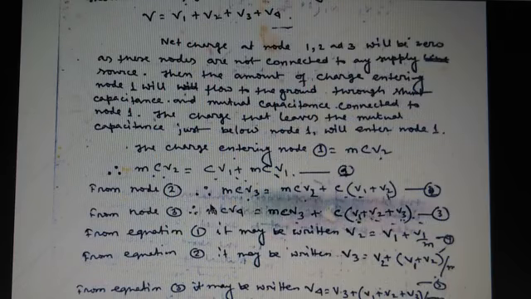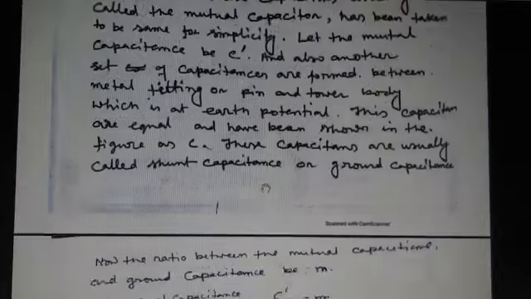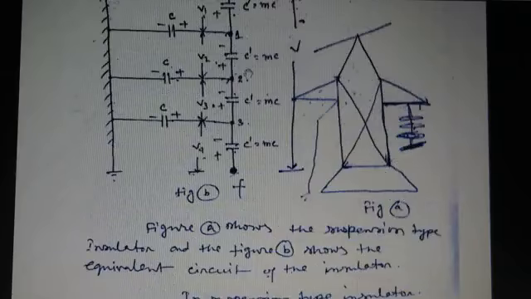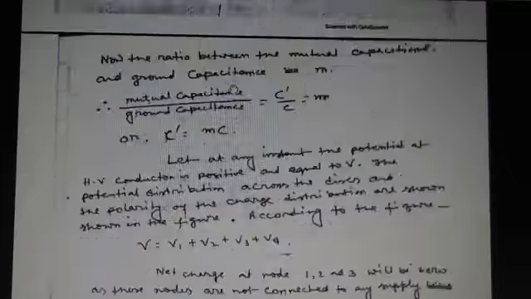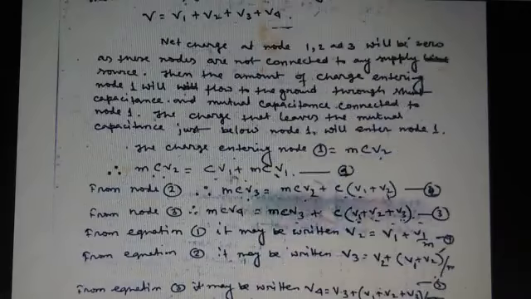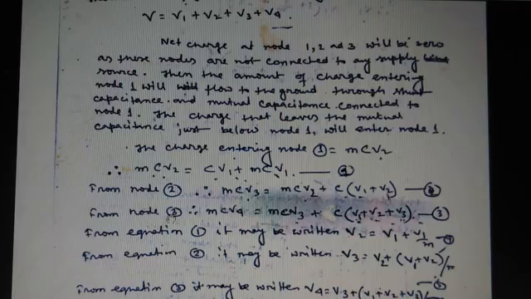Now from node 2, MCV3 equals MCV2 plus C into (V1 plus V2), that is equation number 2. From node 3, therefore MCV4 equals MCV3 plus C (V1 plus V2 plus V3), that is equation number 3. So V is added with each line.